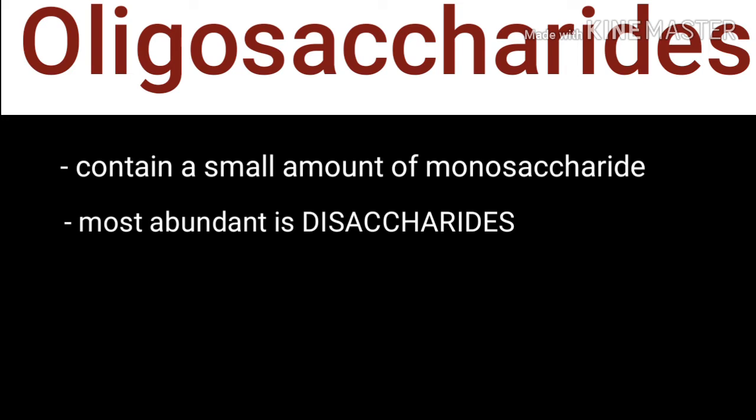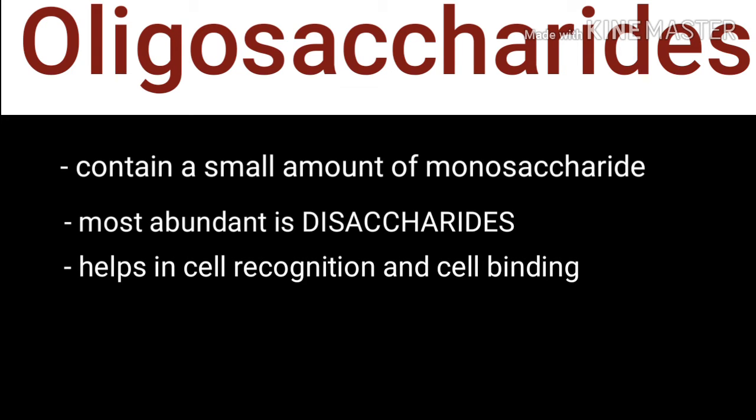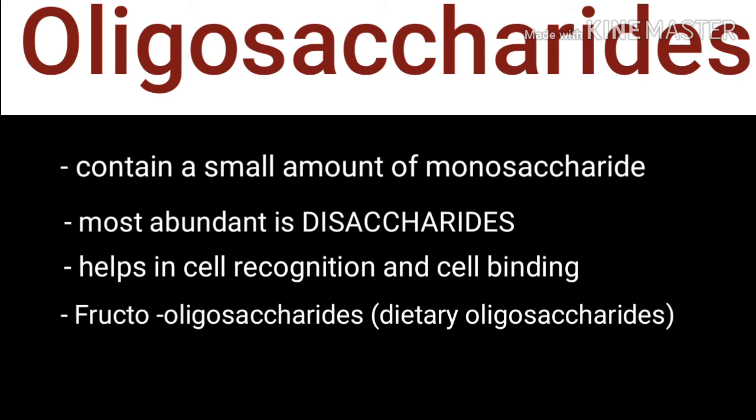Oligosaccharides also have many functions including cell recognition and cell binding. For example, the glycolipids have an important role in the immune response. Fructooligosaccharides, or FOS, which are dietary oligosaccharides found in many vegetables, are short chains of fructose molecules.